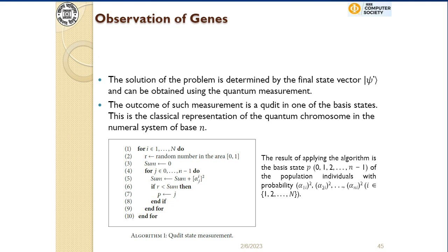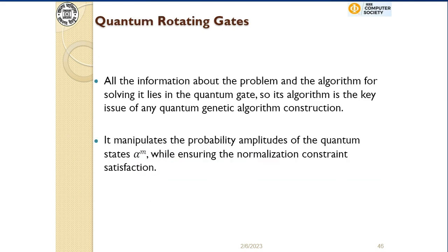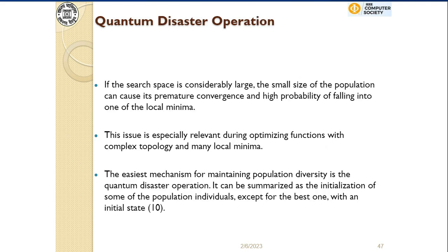Okay, so this is the situation in the case of observation of genes, or observation of the chromosomes, the quantum genes. And then you have the rotation gates, or rotation operation, which is done to manipulate the qubits so that they can be aligned to a particular state. In this case, however, not only the |0> or |1> state, maybe |2>, |3>, whatever it is. So you require these rotation gates to manipulate. And then finally, you have the disaster operation.